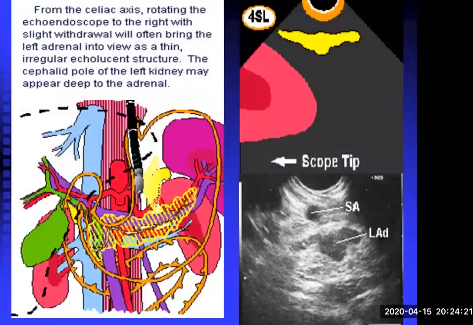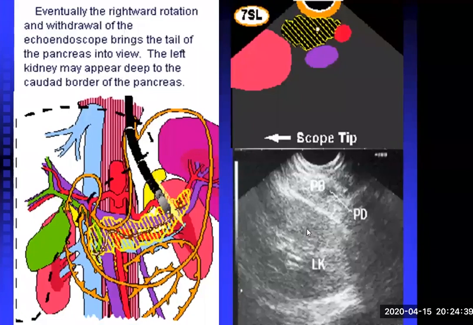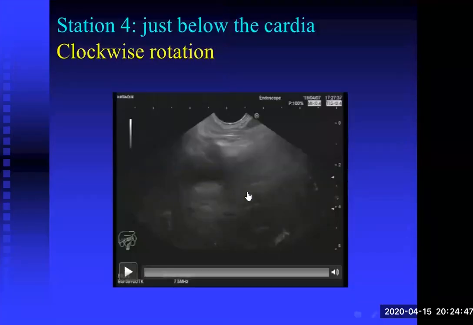Now, still two parts of station 4, very important parts. I should do clockwise rotation to see the left kidney and left suprarenal. Yes, this is the left kidney and left suprarenal. And to see the spleen, I do clockwise rotation. But the most important point, I should start doing clockwise rotation.